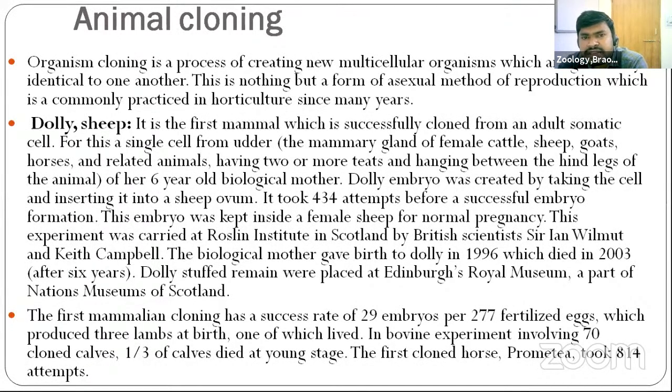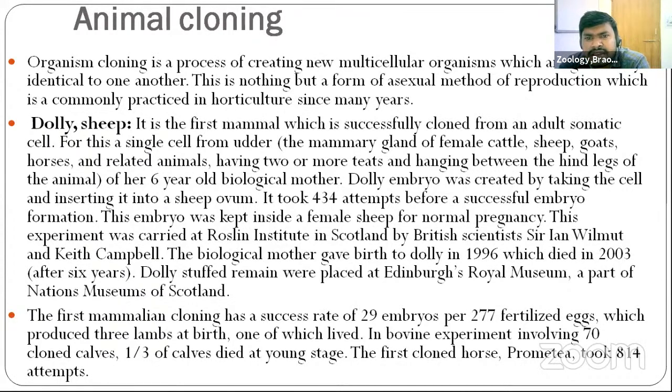This is nothing but a form of asexual method of reproduction, which has been commonly practiced in horticulture in plants for many years. Another thing is Dolly the sheep. It is the first mammal which was successfully cloned from an adult somatic cell, not from germ cells, not from sex cells. For this, a single cell from the udder, the mammary gland of female cattle, sheep, goats, horses, whatever it is, was used. It's called the udder, having two or more teats and hanging between the hind legs of the animals.